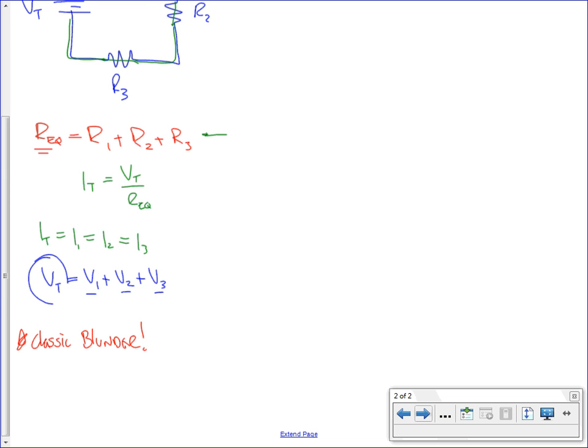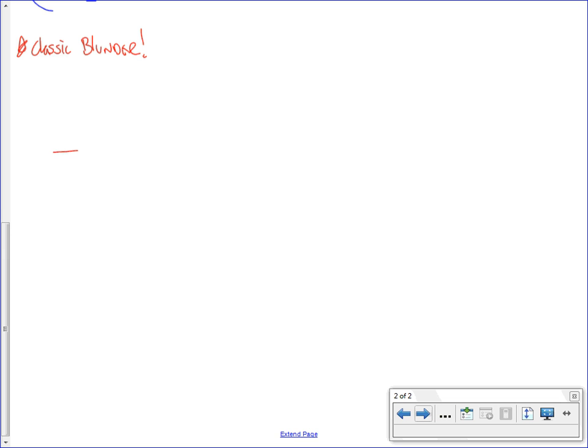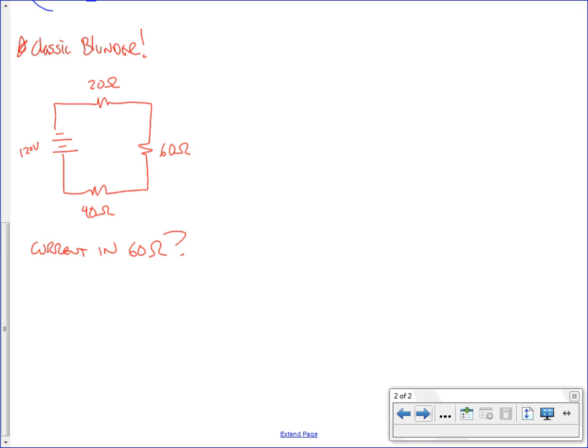Don't do this. Here is the following example. Let's say there's a 120 volt source, and there's, I don't know, a 60 ohm resistor, a 40 ohm resistor, a 20 ohm resistor, and the question is, what's the current in the 60 ohm resistor? Well, remember, classic blunder, don't do this. Why am I talking about it if I don't want you to do it? Because you'll do it, but hopefully you won't.